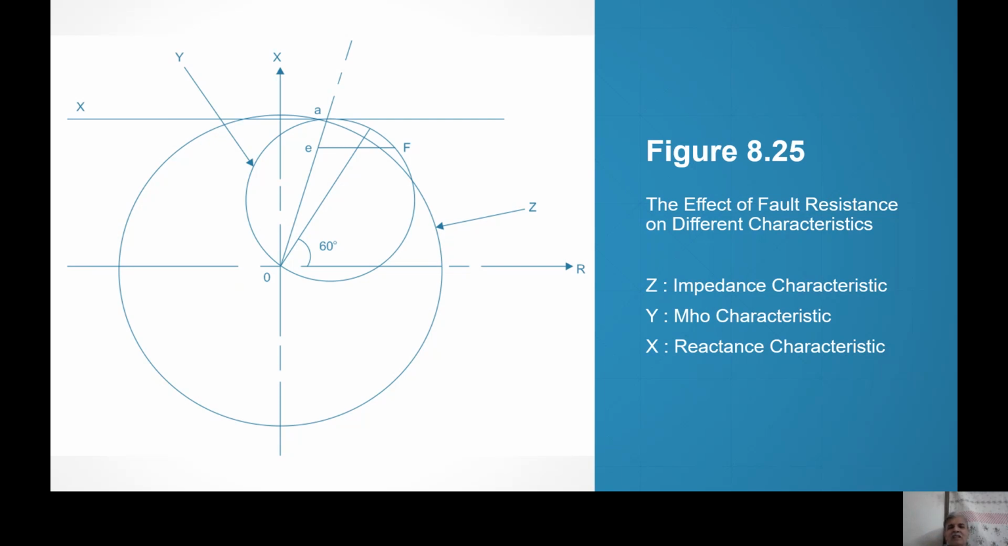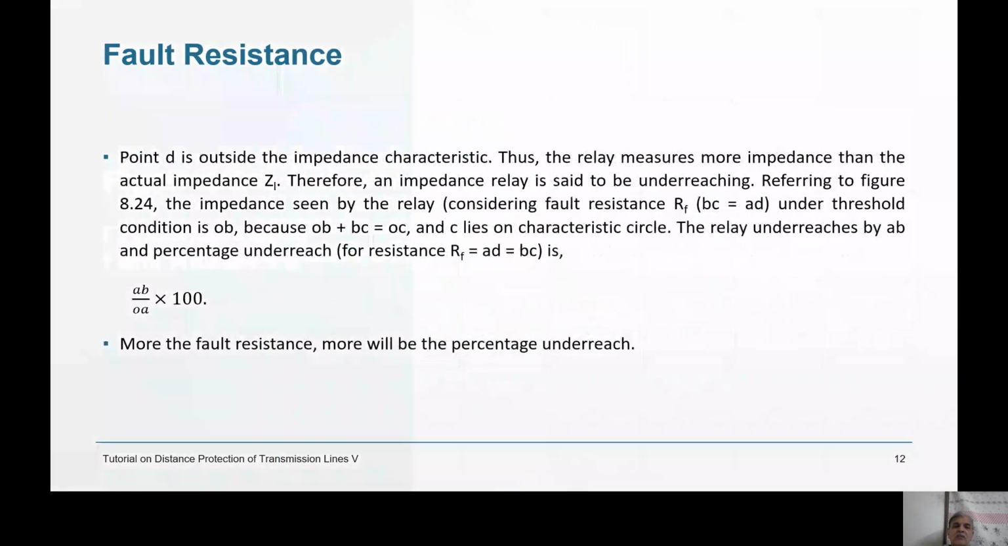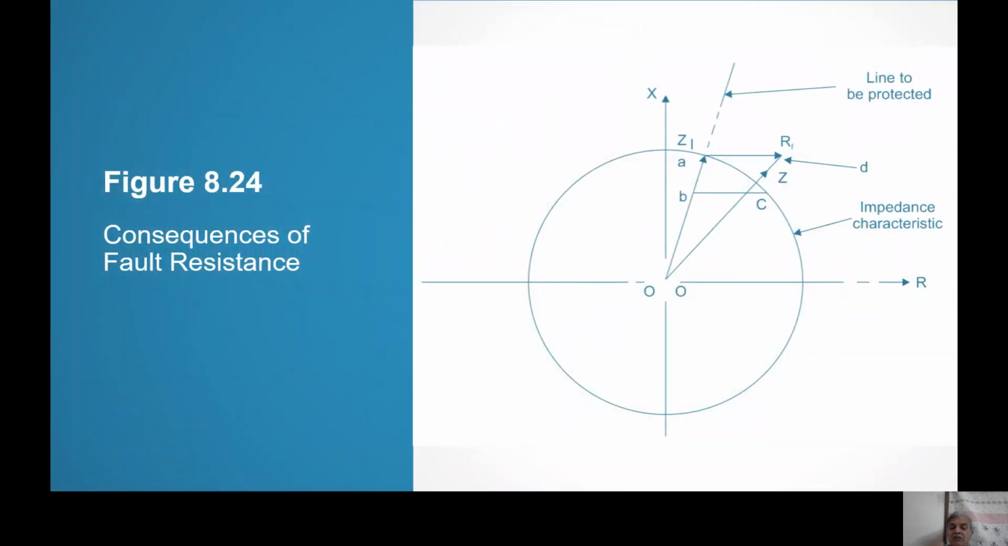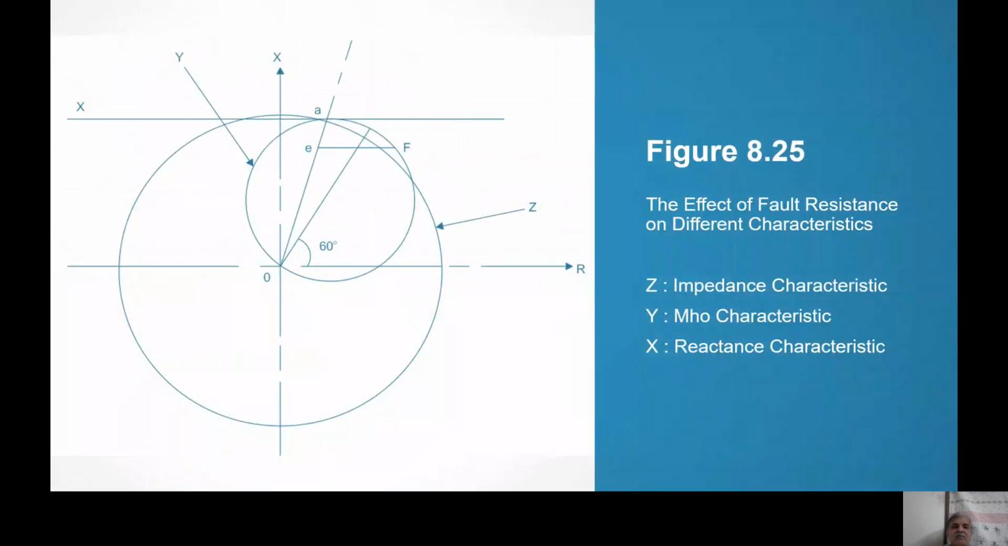AE is equal to what? AE equal to AB, that is the percentage, but AB is not equal to AE. AE is less than AB for the same percentage underreach. That means the percentage underreach for the mho relay is less. That's why the mho relay with reference to direction is good.